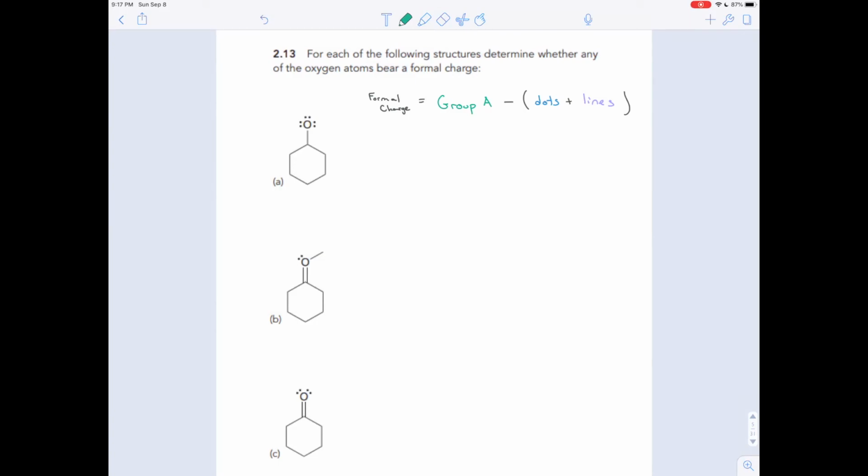In exercise 213, it says for each of the following structures, determine whether any of the oxygen atoms bears a formal charge. They want you to find the formal charge just on the oxygens.